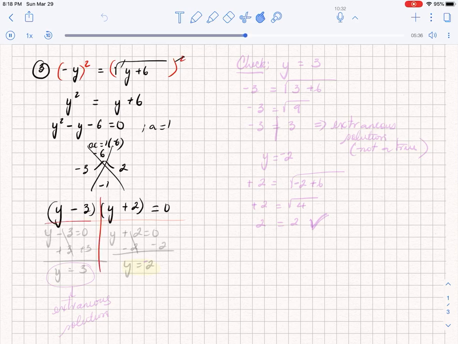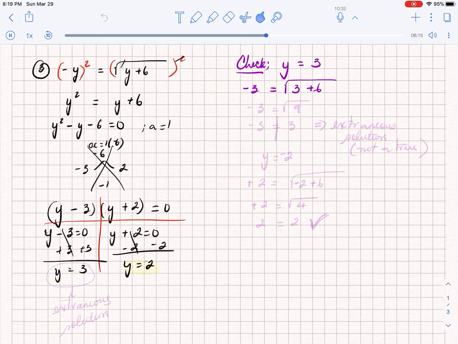Let me split this in half. I should have y minus 3 equals 0 and y plus 2 equals 0. Add 3, subtract 2, and I should have 3 and negative 2. Let's go ahead and check to see if they are the answer. Let's say y equals 3. I should have negative square root of 3 equals 3 plus 6, which is 9.